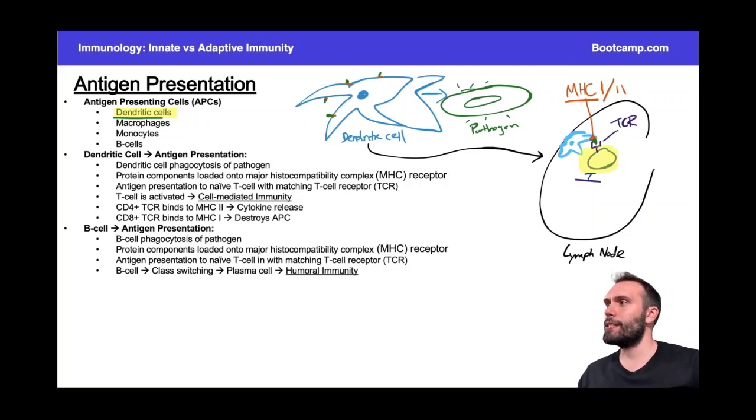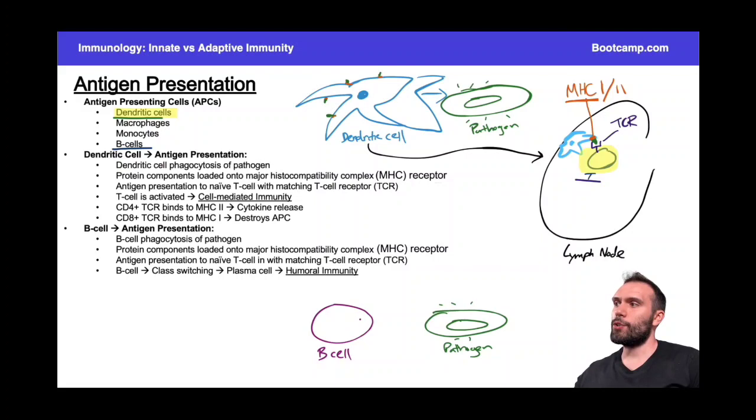Now, I also told you that interestingly enough, the B cells can also present antigens. So down here, I have my B cell. So what happens if my B cell runs into this pathogen? Well, the B cell can also phagocytose this antigen. So B cells are also antigen presenting cells. They can use phagocytosis, break up this pathogen, and then present the pathogen on MHC complexes. So the B cells will also have these MHC complexes that they can use to present the antigen, kind of like the dendritic cell.